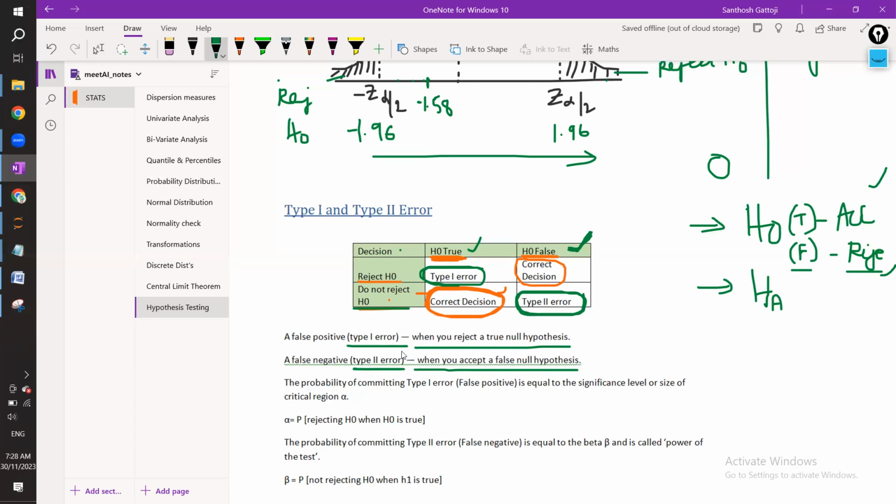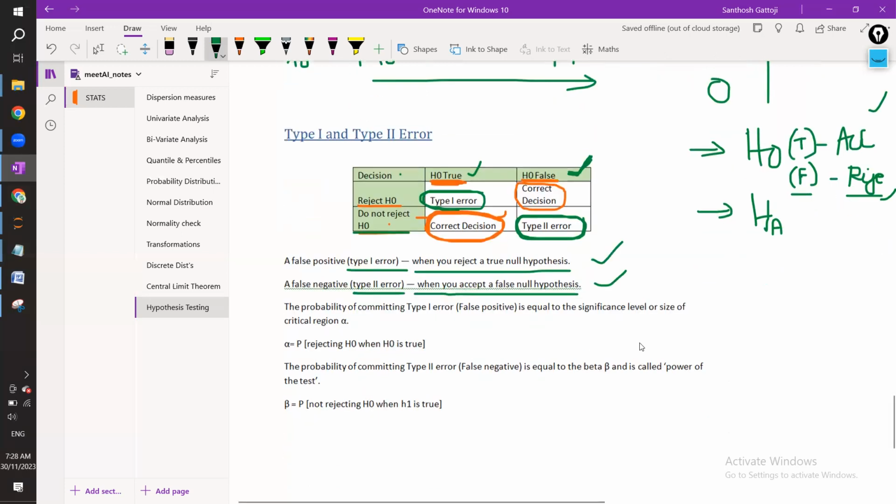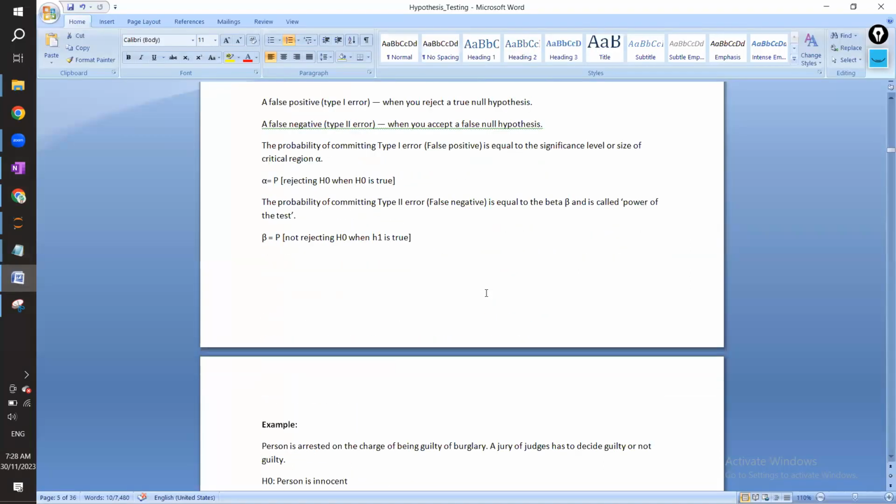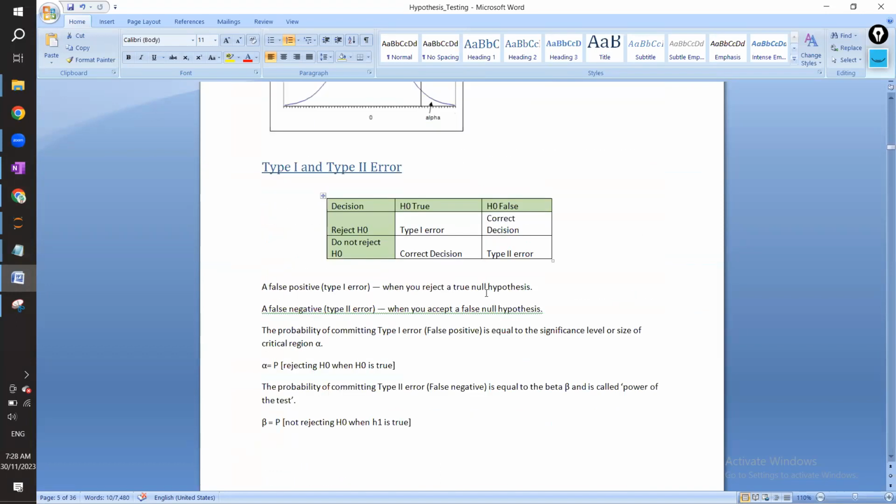Yes, sir. Okay. So there are two types, type 1 and type 2. Type 1 is when you reject a true null hypothesis. Type 2 is when you accept a false null hypothesis. There are specific names for type 1 and type 2 error, but I think we can cover that in the next class. I would like to stop here.